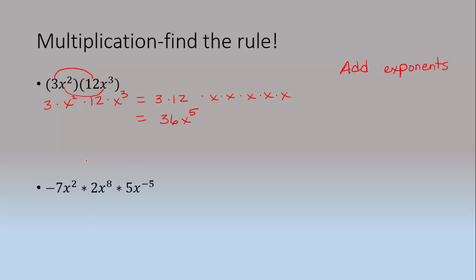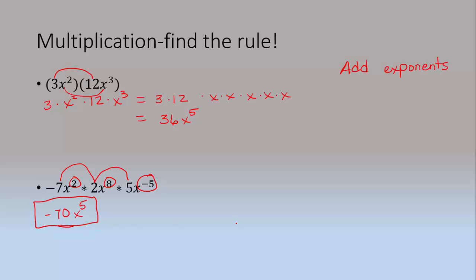This is all multiplication also. So we're going to do negative 7 times 2 times 5, which is negative 70. Now let's add those exponents. What's this? We've got a negative exponent. I don't know if you've ever seen that before. We just treat it the same way as the other exponents. So 2 plus 8 is 10. 10 plus negative 5 is positive 5. So this is negative 70 x to the 5th power, and you are done.